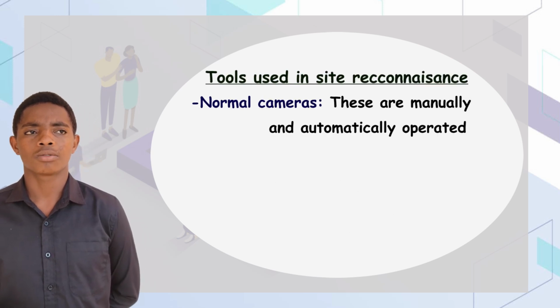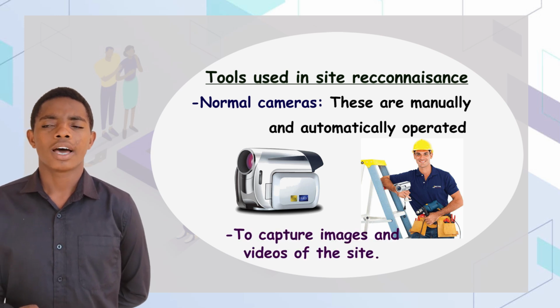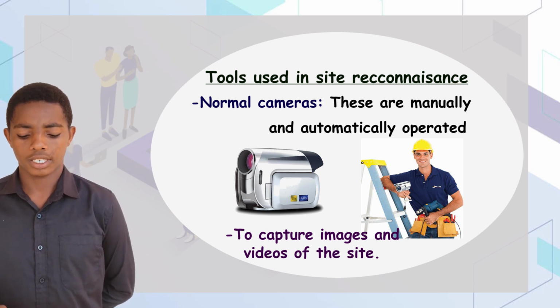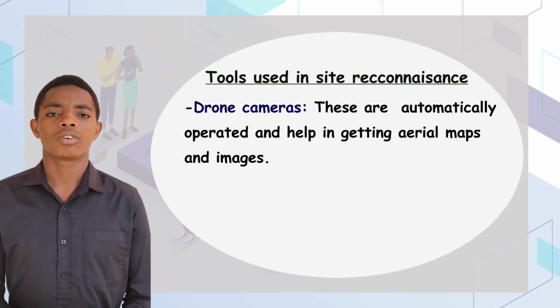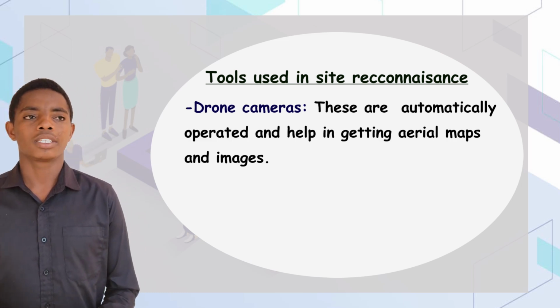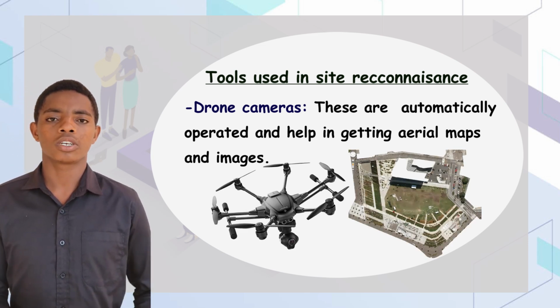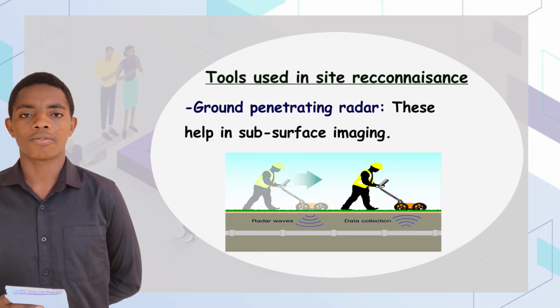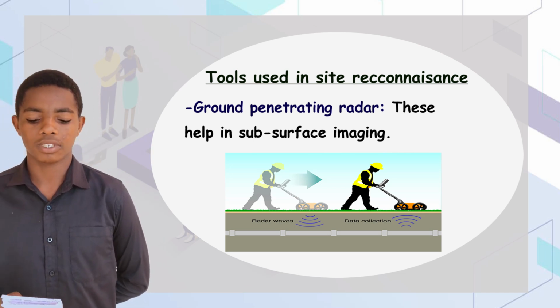Among the tools used in site reconnaissance, we have normal cameras. Normal cameras are manually and automatically operated, and they help us capture visual images and videos. Their scope of operation is visual inspection. We have drone cameras, which help us get aerial maps and images. They are automatically operated, and their scope of operation is aerial survey. We have ground penetrating radars, which help us in subsurface imaging. They are manually and automatically operated, and they help us in subsurface investigation.